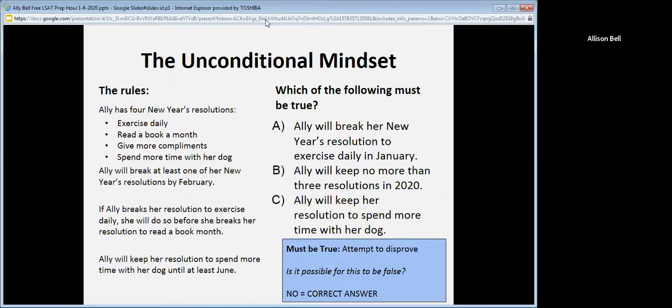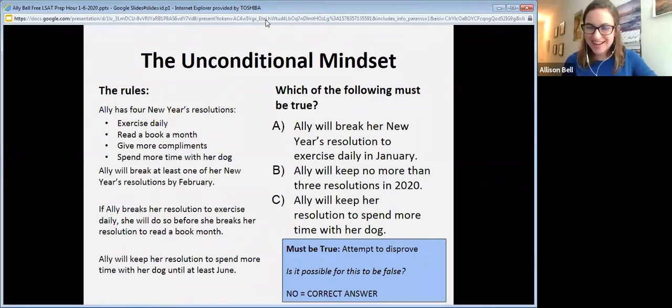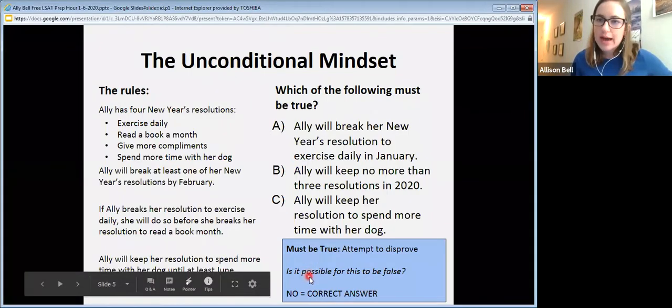Okay, let's chat about this. So the goal here is for you to understand what your mindset or approach should be to a must be true question. The little blue box at the bottom of the screen gives you some guidelines for the way to think about choosing an answer for a must be true question.